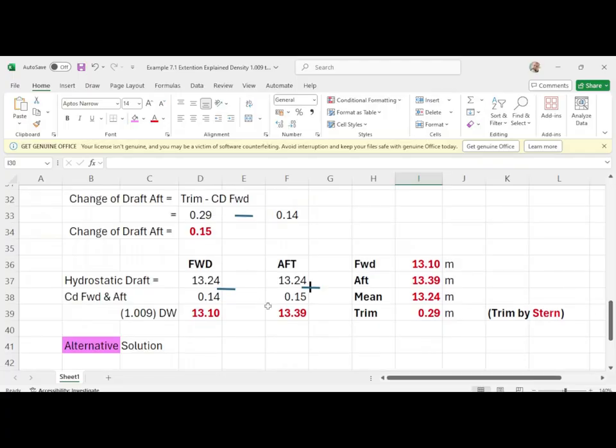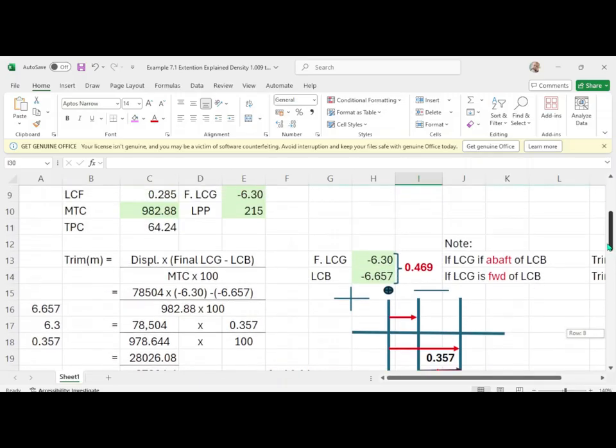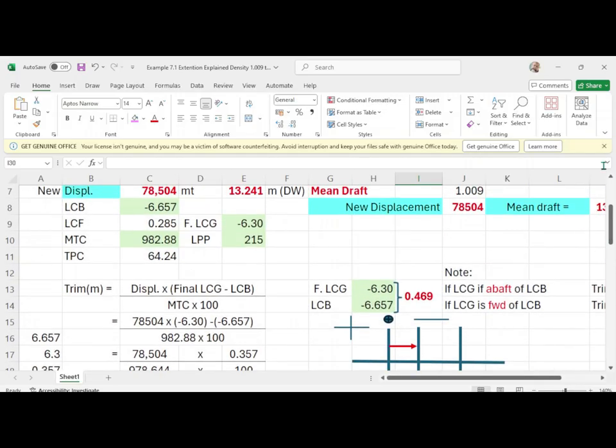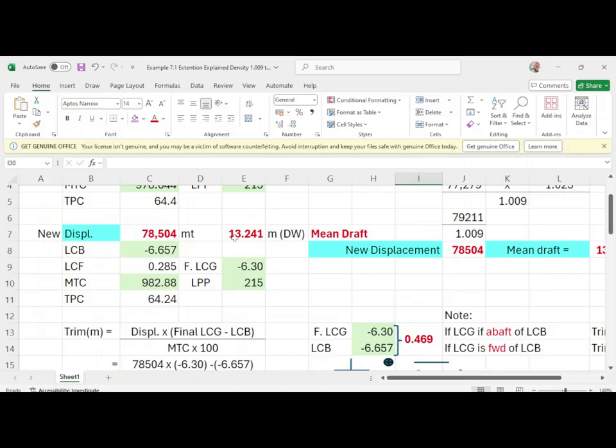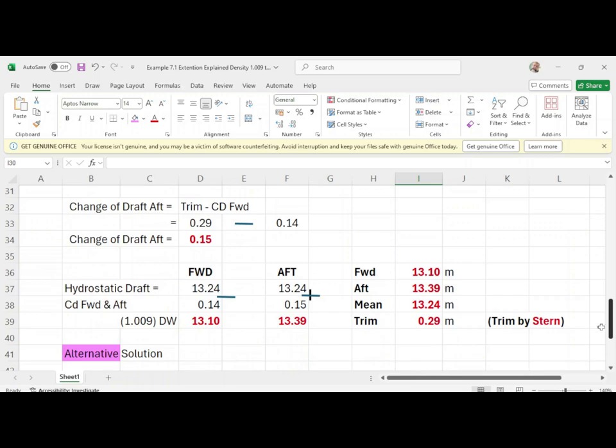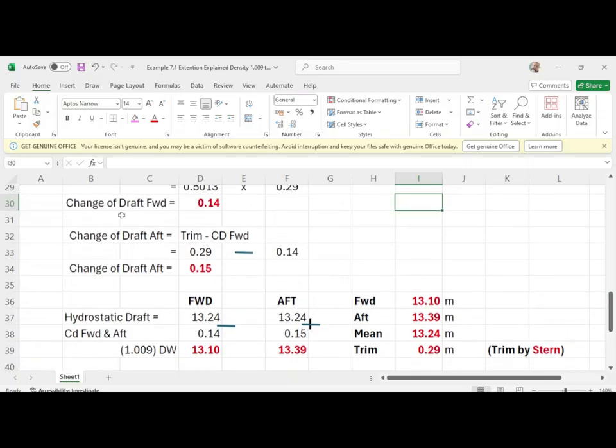Okay, now you put the forward and up drop of your mean drop or hydrostatic drop of 13.24, which is this one, or your mean drop. Okay, then put your change of drop forward, which is 0.14. Put it here, and change of drop up is 0.15, which is this one.